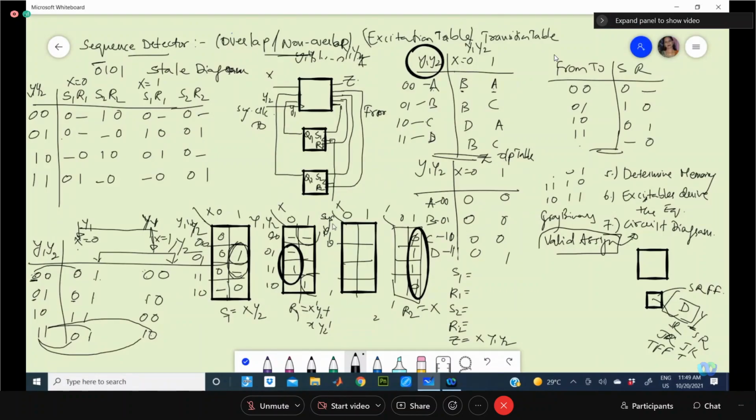X is 0, 1, y1, y2, 0, 0, 0, 1, 1, 1, 1, 0. This is for S2. S2 is 1, 1, don't care, and don't care, 1. Okay, all zeros. S2 is all zero. Then where did I skip this one? You took it as S1, I think. Yes. Okay, for S2, this is an equation with x dash alone. And R2 will be x.